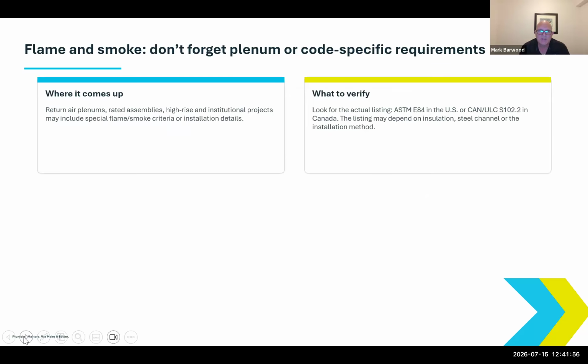Flame and smoke. So if pipe's going to be running in the plenum, it's going to have to be CAN/ULC-S102.2 listed in return air plenums. This is a standard that came around that I said differentiated PEX B from PEX A. One of the PEX A manufacturers came up with this standard and precluded all PEX B.